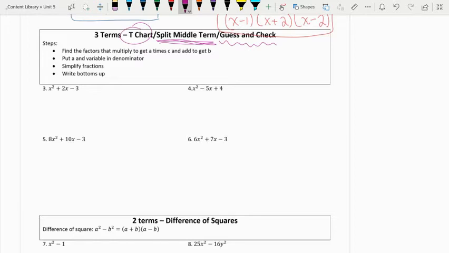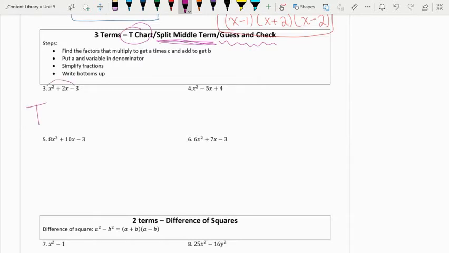Okay, so we're going to find the factors that multiply to A times C and add to get B. Then we're going to put A and the variable in the denominator, simplify the fraction, and write bottoms up. So I'm going to show you what that looks like.